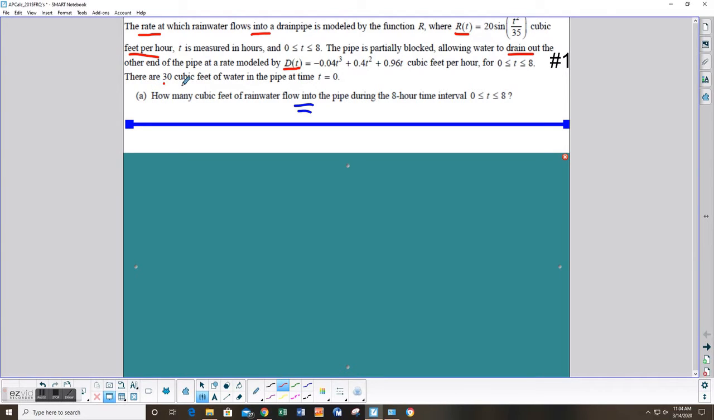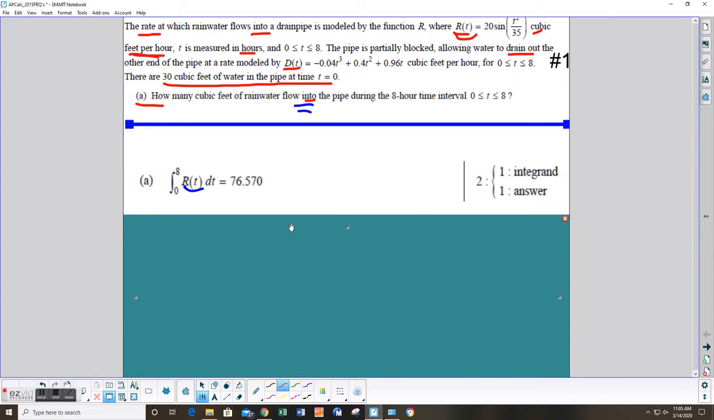There are 30 cubic feet of water in the pipe at time 0. That means that's an initial condition. The question is, how many cubic feet of rainwater flow into the pipe during the 8-hour interval? So this question is just into, so that means that all I need to do is figure out an integral of this rate function. Remember, when you integrate a function, the units get multiplied. So since this is cubic feet per hour, and t is in hours, cubic feet per hour times hours is how an integral works.